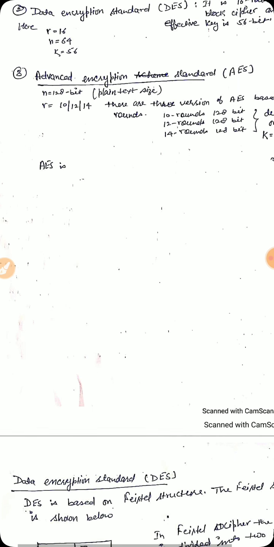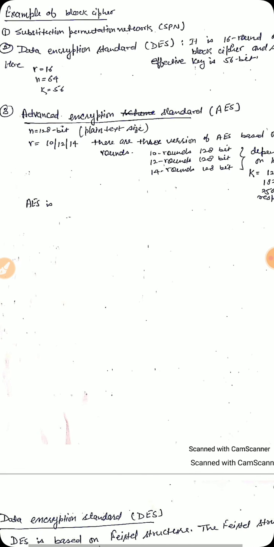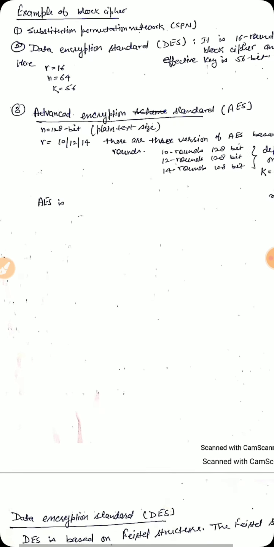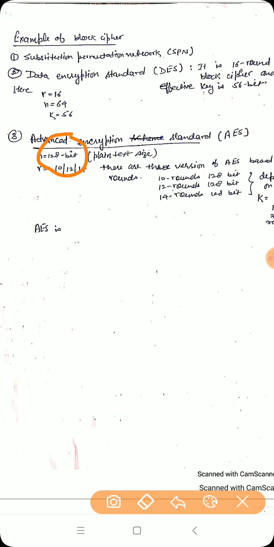And the third one is the Advanced Encryption Standard, which is also called AES. There are 10-round AES, 12-round AES and 14-round AES. There are three variants of this AES, and the block size is 128 bits.